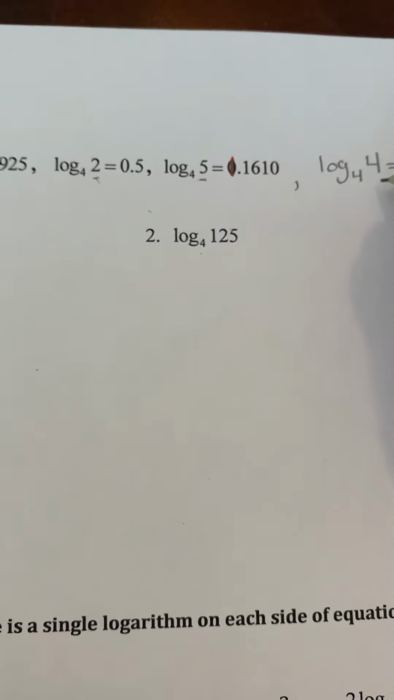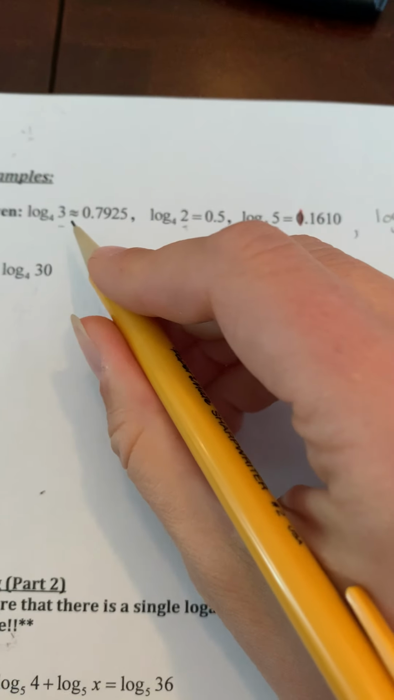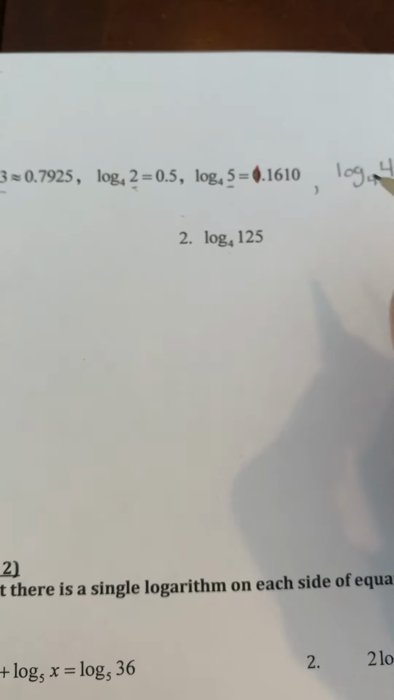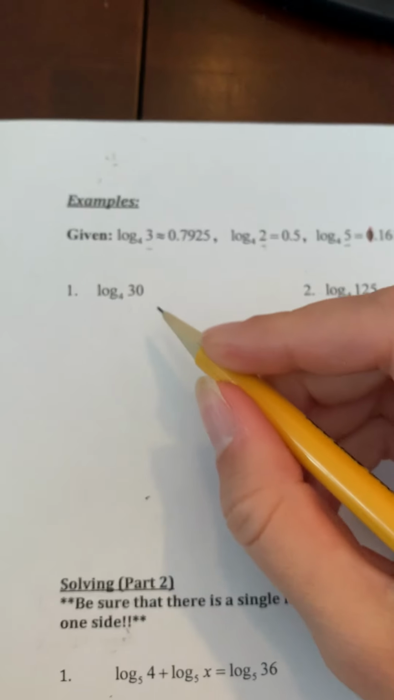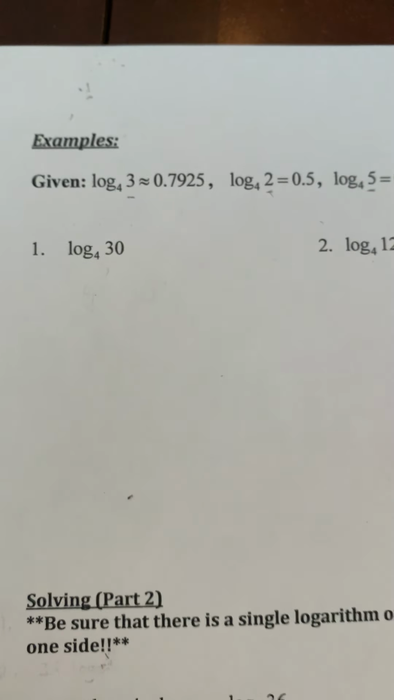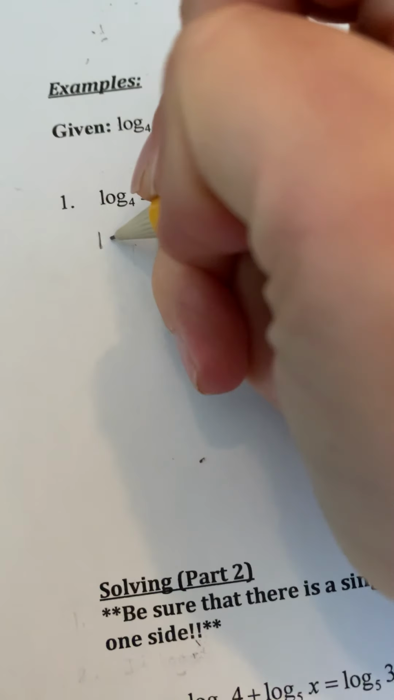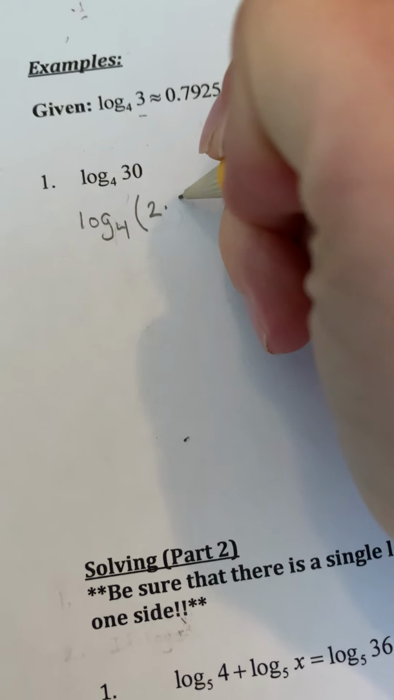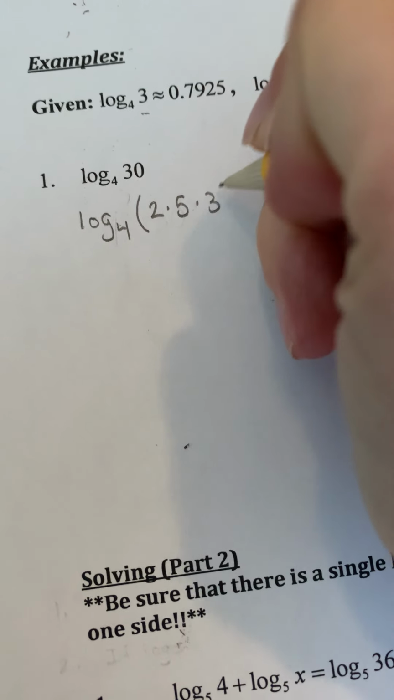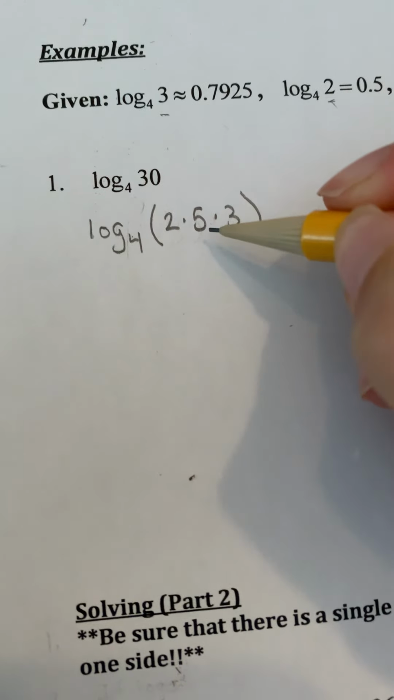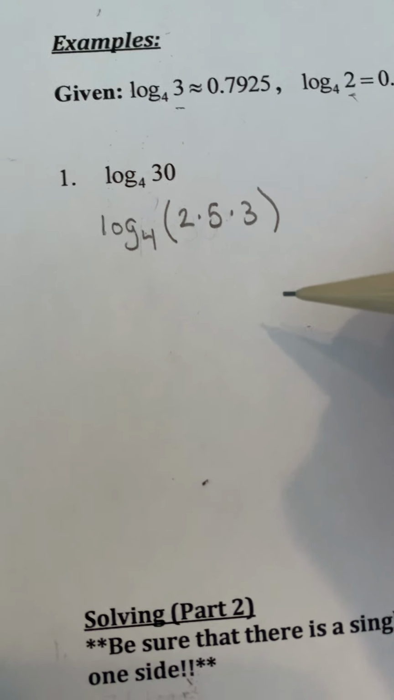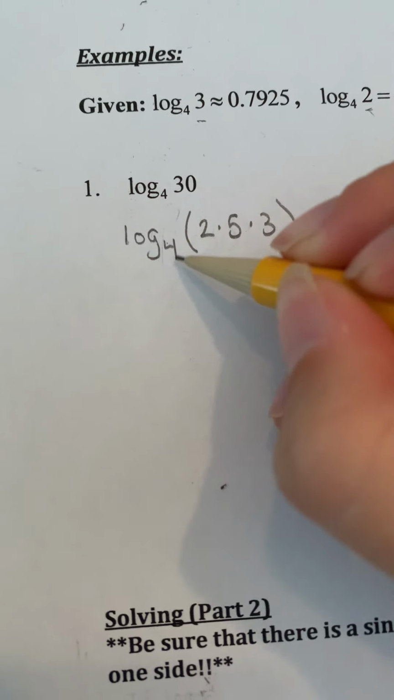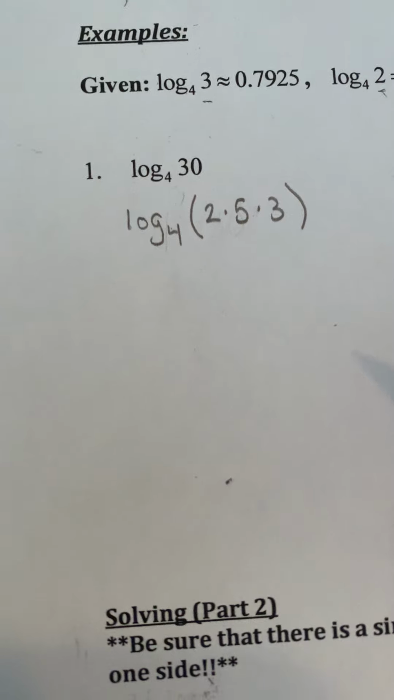So now we can use these 4 numbers, a 3, a 2, a 5, and a 4, to help create 30. So how could I get 30? Would everybody agree that this is the same thing as 2 times 5 times 3? Right? 2 times 5 is 10, and 10 times 3 is 30. So this is an equivalent statement.